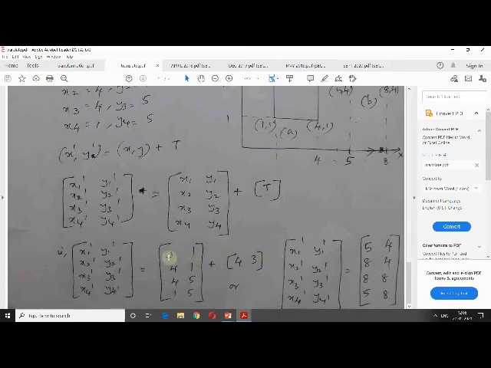So after adding, we will be getting 1 + 4 = 5, 3 + 1 = 4, 4 + 4 = 8, 1 + 3 = 4, 4 + 4 = 8, 5 + 3 = 8, 1 + 4 = 5, 5 + 3 = 8. So we'll be getting the new coordinates like this: x1, y1, x2, y2, x3, y3, x4, y4.